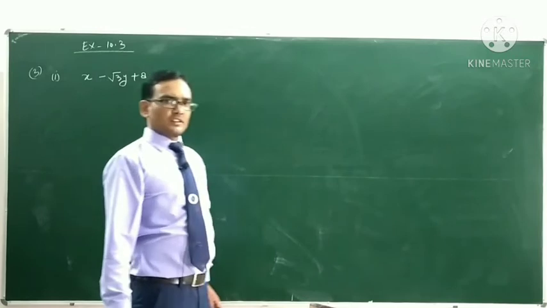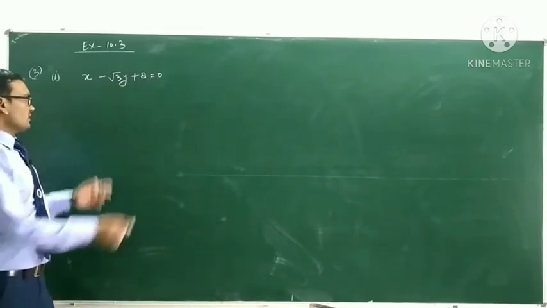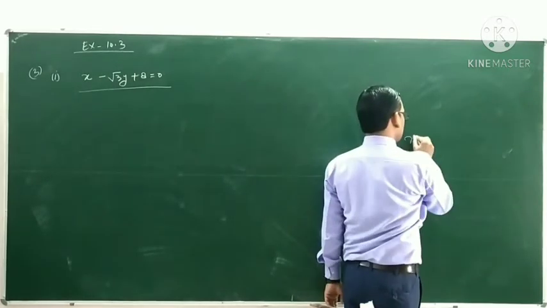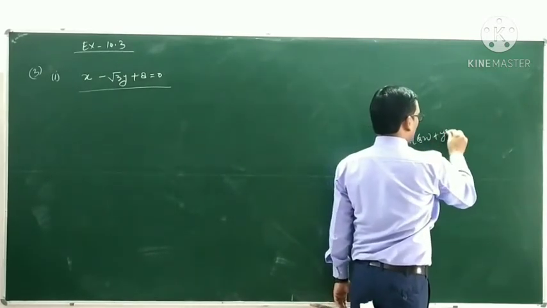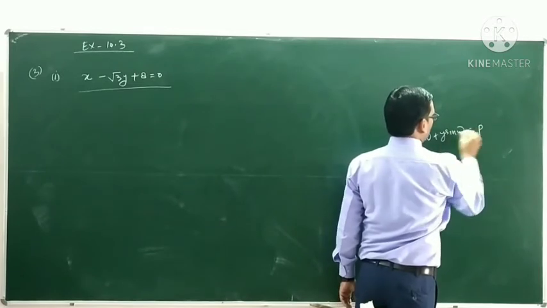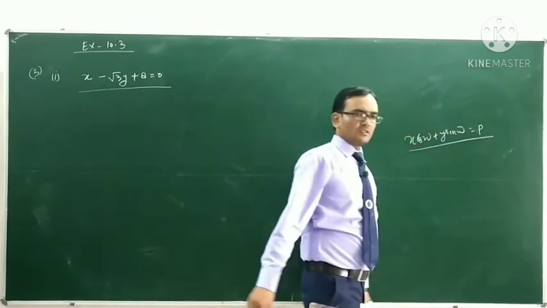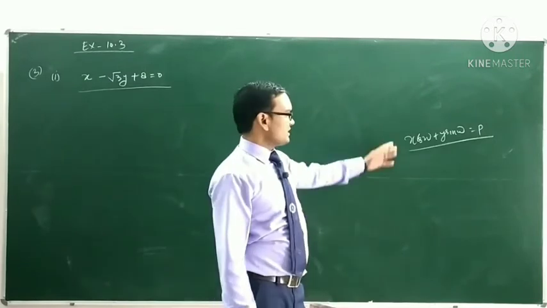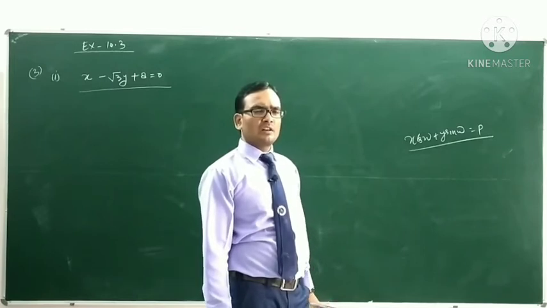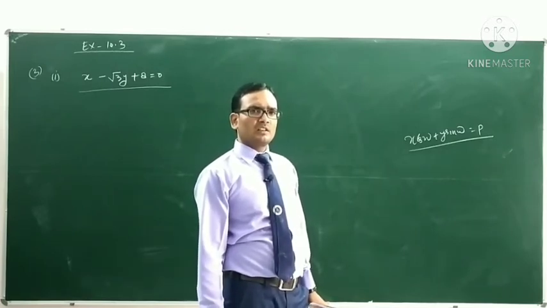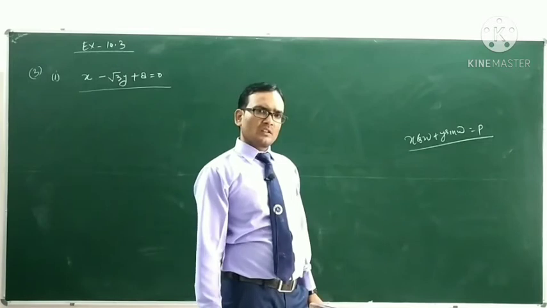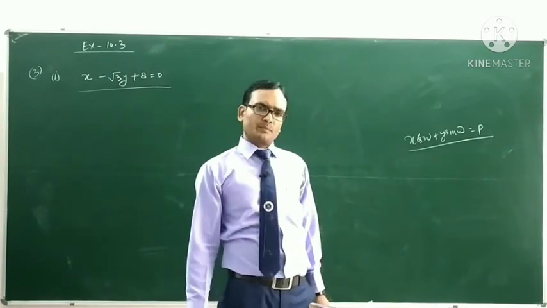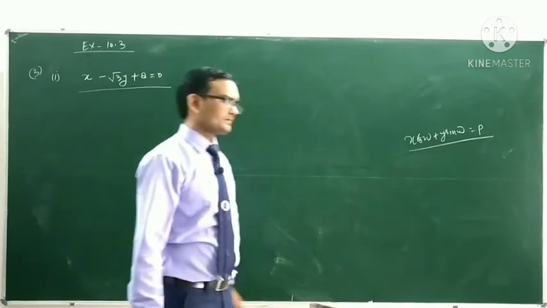We can reduce this equation into normal form, that means x cos omega plus y sin omega is equal to p. This equation can be written in the form x cos omega plus y sin omega is equal to p. Then we find the value of omega and p.